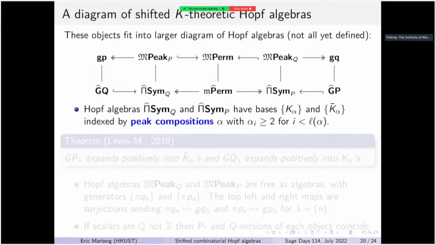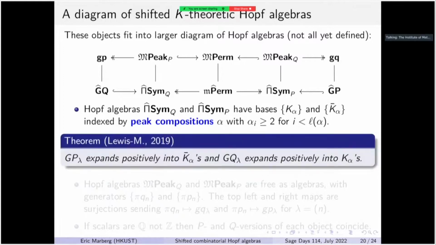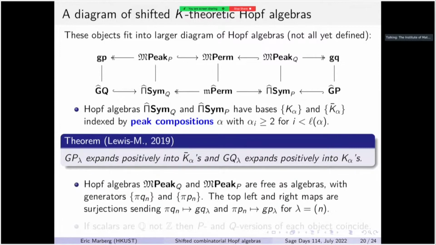So this is going to replace symmetric functions, quasi-symmetric functions, and its dual. I haven't said what these are. These peak quasi-symmetric functions are going to have certain bases, k alpha and k bar alpha, indexed by peak compositions, which means every part but the last is at least 2. I'll tell you what these are in the next slide, but then you can show that the GPs and GQs expand positively into these two bases in an explicit way.